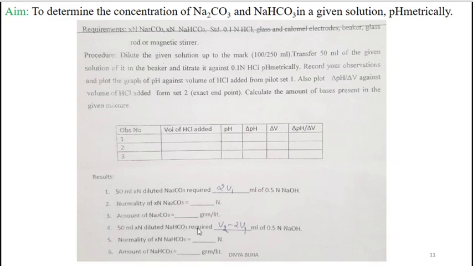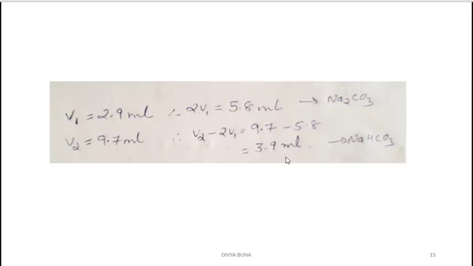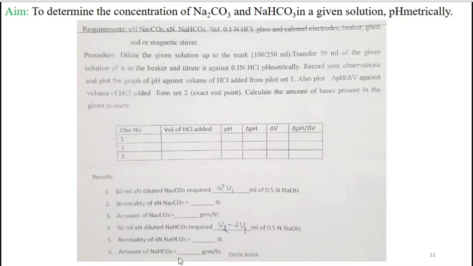Then for NaHCO3, the 50 ml of the diluted NaHCO3 required V2 minus 2V1 ml of 0.5 normal HCl. Over here by mistake NaOH is being written, it would be HCl. Okay, we know that 2V1 is the amount which is required for Na2CO3. So from the total we have to minus out the amount which is required for carbonate in order to get the bicarbonate amount. Then you have to find out the normality, wherein you will be using this value, that is 3.9 ml for the calculation. Okay, and then you have to finally find out the amount in gram per liter.